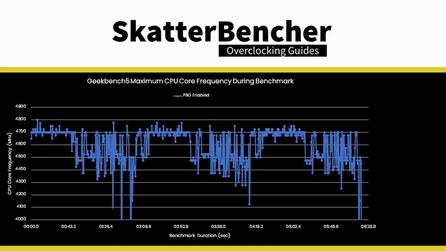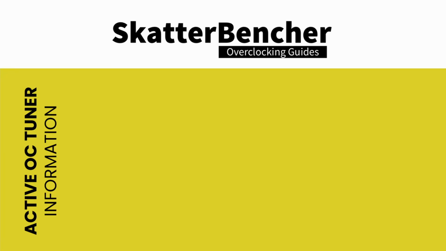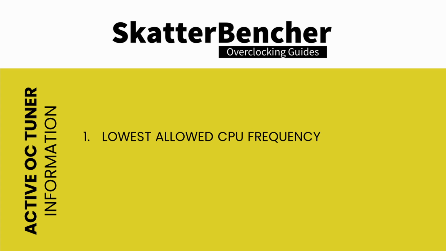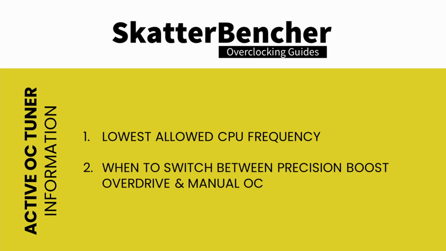Also great is that Active OC Tuner doesn't actually take that much additional configuration work. Think about AOCT as follows. It is exactly like Precision Boost Overdrive, but the lowest frequency is manually set by us. So we need to know two things. One, what is the lowest frequency we will allow? And two, at which point do we want AOCT to switch between PBO and OC mode?